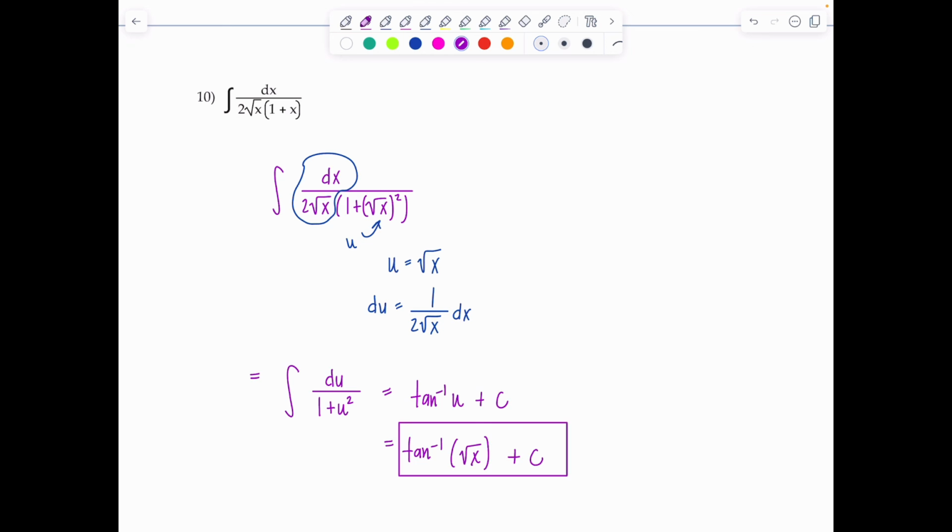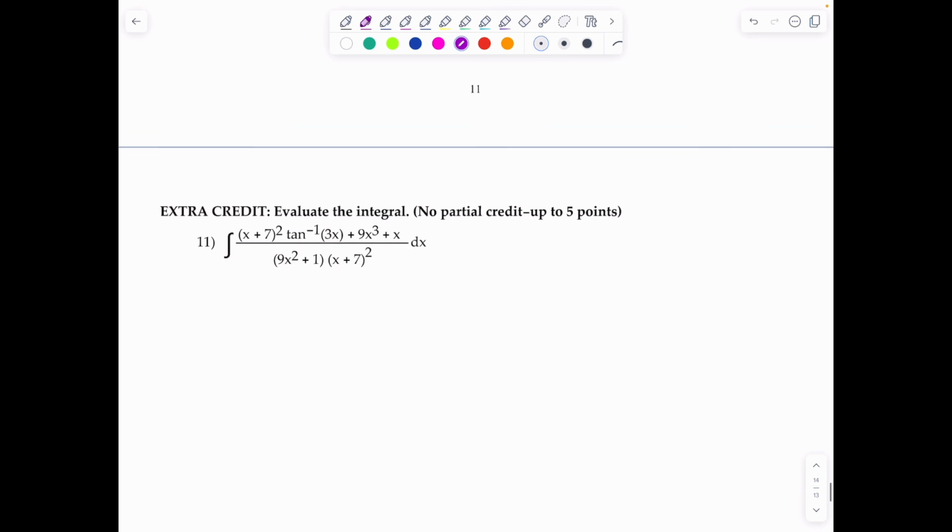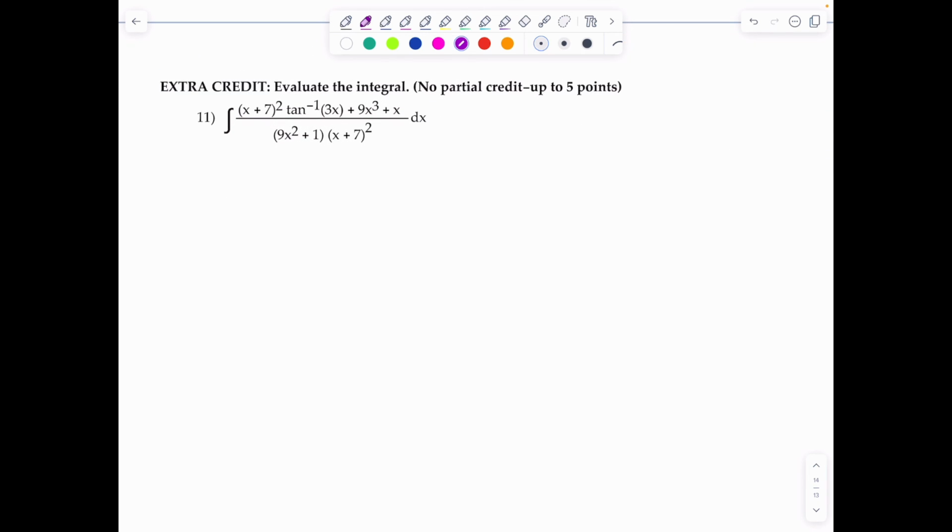Okay. I did put an extra credit problem. I did. I don't do partial credit though for extra credit. It's all or nothing. So it's got to be perfect or they're done. So evaluate the integral. This one looks scarier than it is. The key is we're going to split it up into 2 integrals right off the bat.